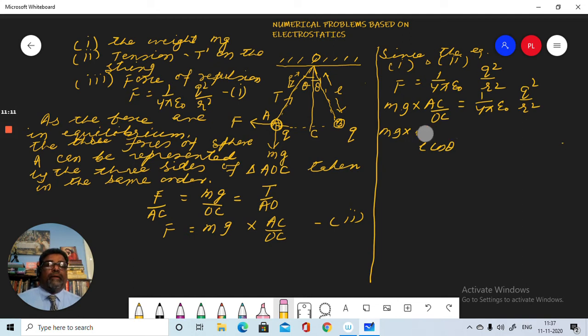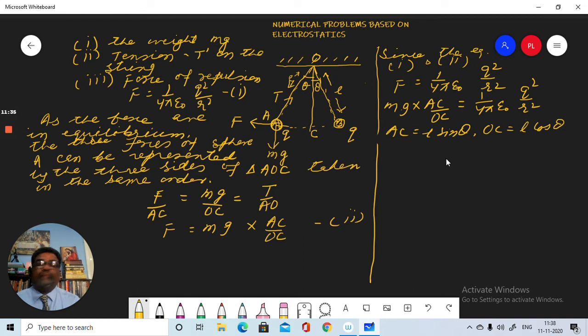So before I list it, let me write these values so that you understand it better. Here, AC is equal to L sin theta and OC is equal to L cos theta, and AB is equal to twice of AC, hence 2L sin theta.